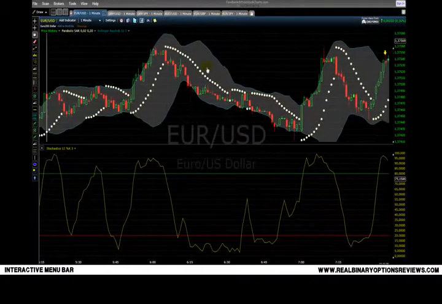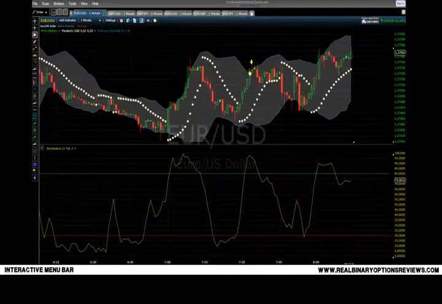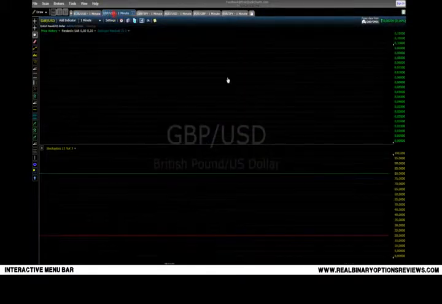So obviously here on the euro dollar you can see that I used the stochastic indicator, which was above level 80, and once I saw the green candle cross the upper Bollinger Band, I entered down. So this is 1, 2, 3, 4, 5. This option expired here. This was one winning trade.